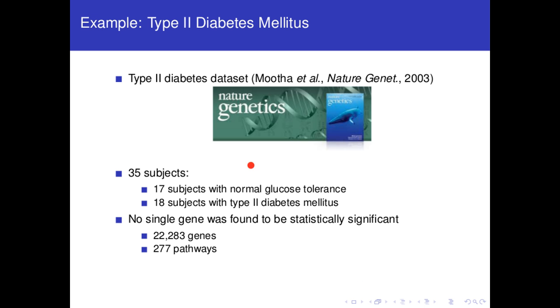This paper contains a type 2 diabetes data set. There were 35 subjects: 17 subjects with normal glucose tolerance and 18 subjects with type 2 diabetes mellitus. No single gene was found to be statistically significant, but Mootha 2003 reported that genetic pathway-based analysis can detect subtle changes to distinguish the disease and non-disease groups.